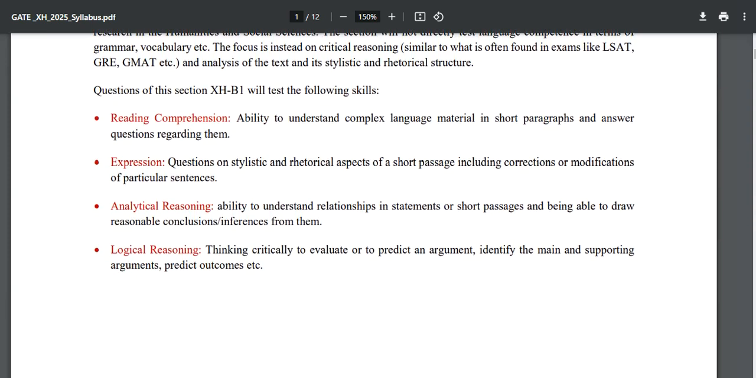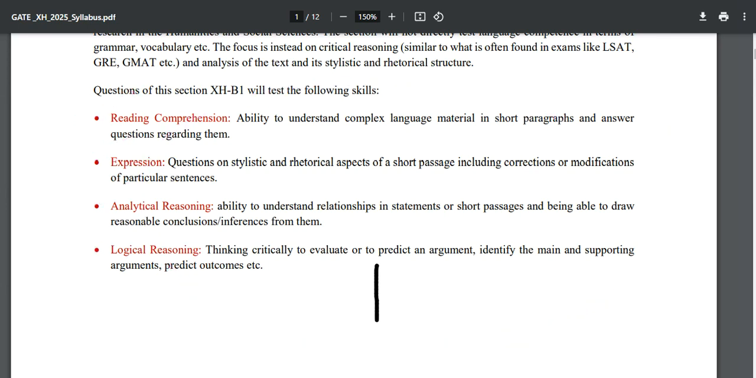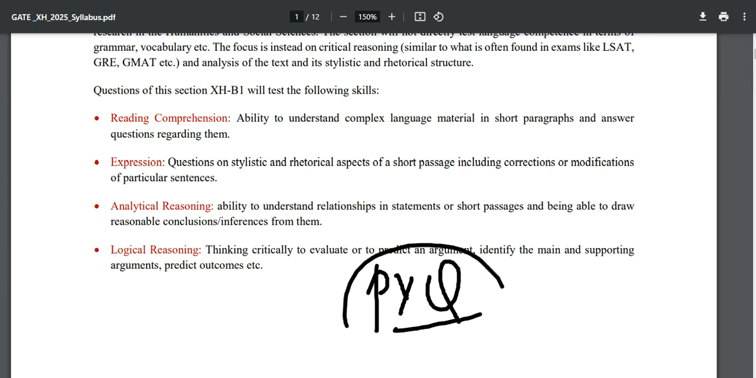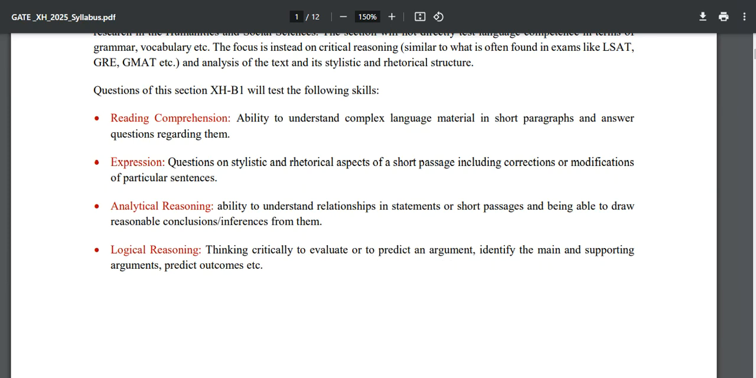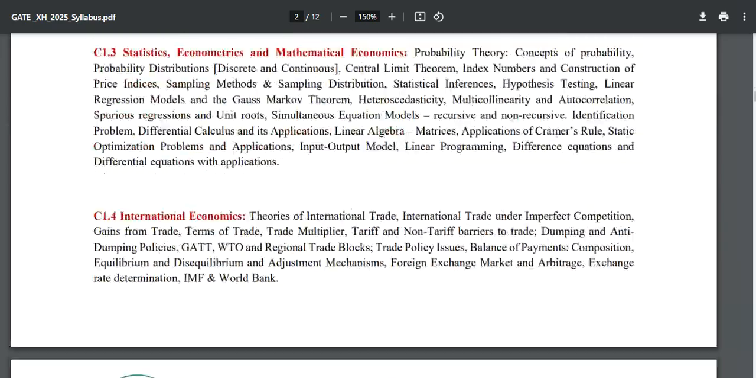Questions of this section XH-B1 will test the following skills: reading comprehension, expression, analytical reasoning, and logical reasoning. So these can all be easily catered to with the PYQs. You just do the PYQs and that is more than enough for all these things. Okay. All right. Then moving forward, we will go to C5.